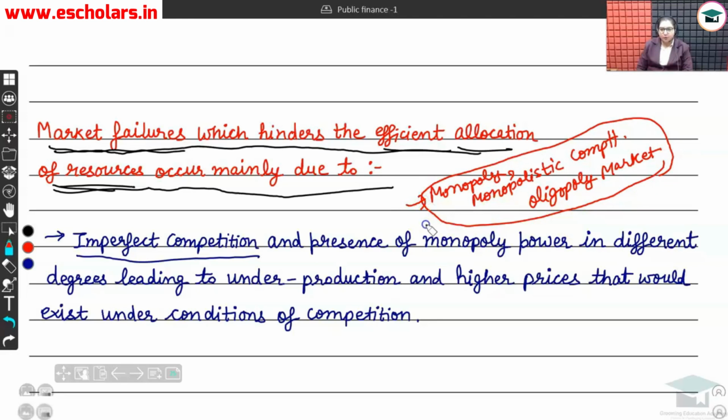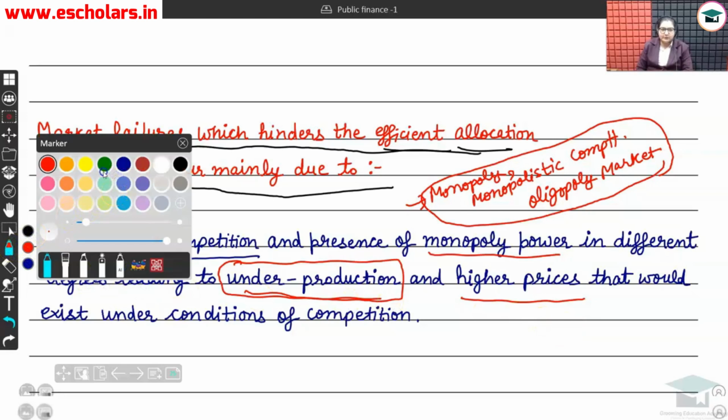Let's talk about the monopoly. See students, in monopoly, the monopolist enjoys the monopoly power. That is, the monopolist is doing the underproduction of goods and also selling the goods at higher prices, which are above the marginal cost of the product. And also in all the markets there is underproduction. None of the markets is producing the optimal quantity of goods and services, right? So all of this leads to market failure.